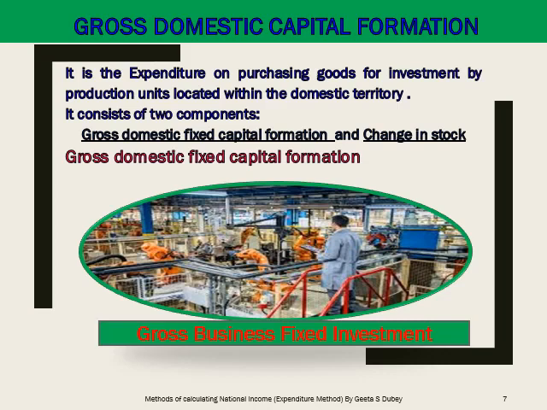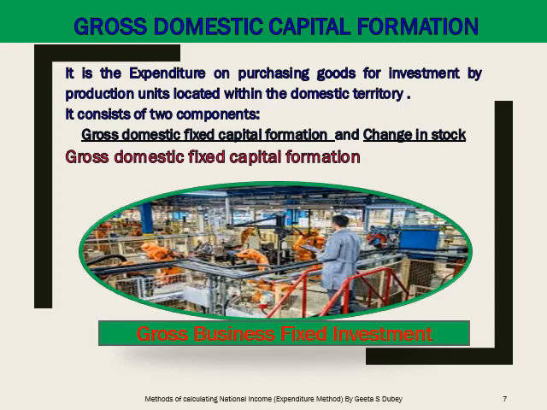The third category of expenditure is gross domestic capital formation. This covers the expenditure incurred on acquiring goods for investment by the production units located within the domestic territory. Children, gross domestic capital formation is broadly categorized under two heads, that is, gross domestic fixed capital formation and change in stock. Let's first see what is covered under the first category of gross domestic fixed capital formation.